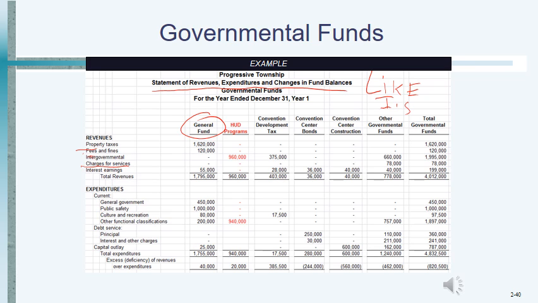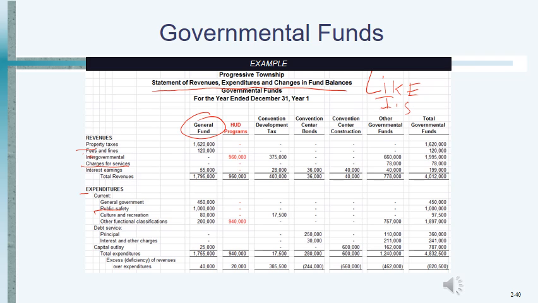Then we have our expenditures, and remember, public safety. So there's a similarity in the nature of the items being reported on the operating statements, both at the government-wide level and the individual fund level. One difference is different names, obviously. One is government-wide, one is at the individual fund level. The statement of activities at the government-wide level uses full accrual accounting. We're using modified accrual accounting here.